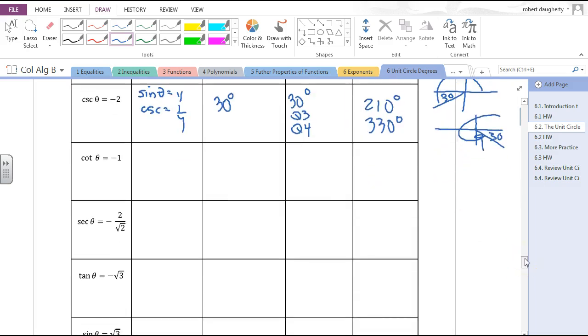I know you guys didn't want to work these, but I'm not feeling that we got this down. Cotangent is -1. What's the definition of cotangent?